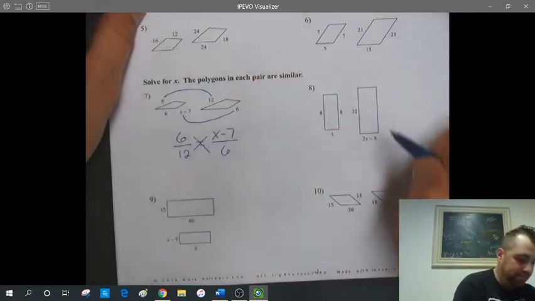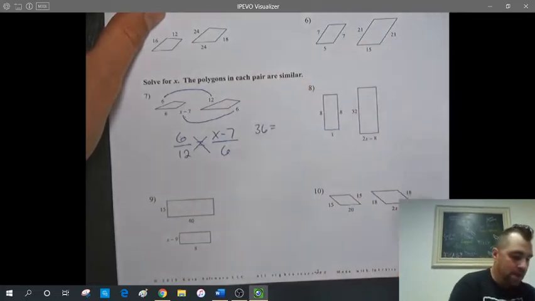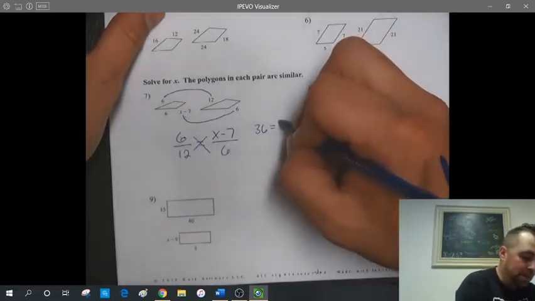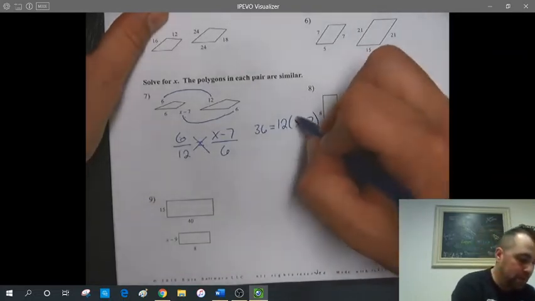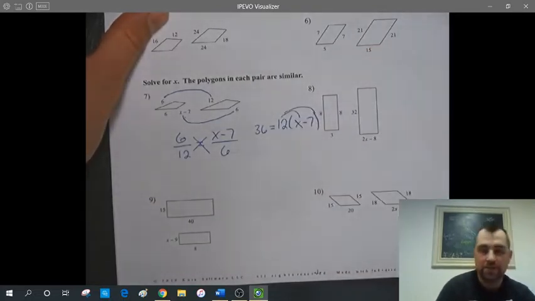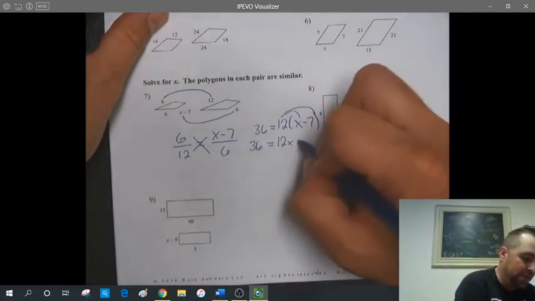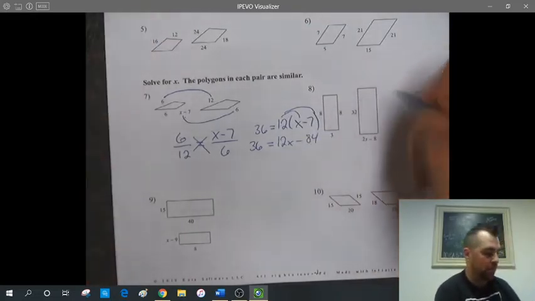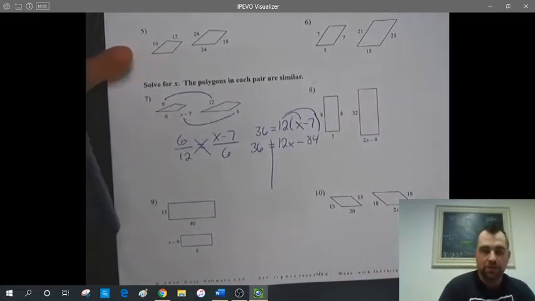Cross multiply, and 6 times 6 is going to make 36 there. And then here's where I have to remember that I'm multiplying 12 times x minus 7, that it's really going to result in a situation like this, which is like distributive property, where I'm going to have to distribute that 12 into the parentheses here, making this 36 is equal to 12x minus 12 times 7, which would be 84. Okay? And now we're going to solve our two-step equation that we've created.